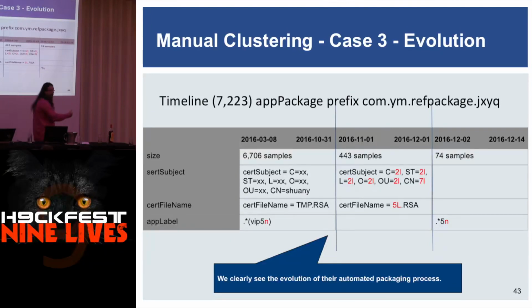And a month later, on the 1st of December of the same year, they changed the way they generate their application label. They went from VIP plus 5 numbers to something plus 5 numbers. So they dropped the VIP, less obvious. Now we can follow the evolution of their generation process for the malware.